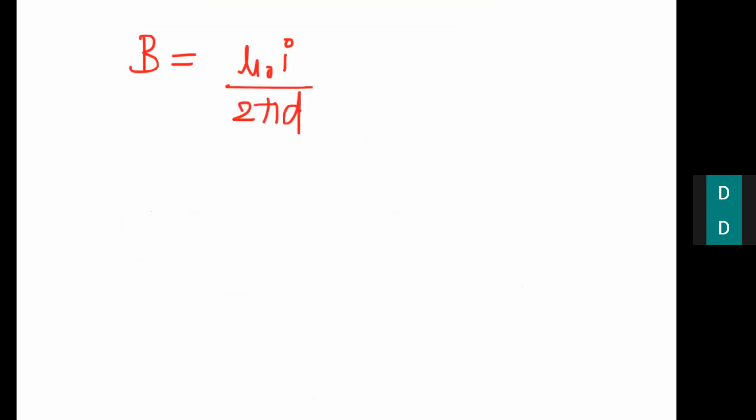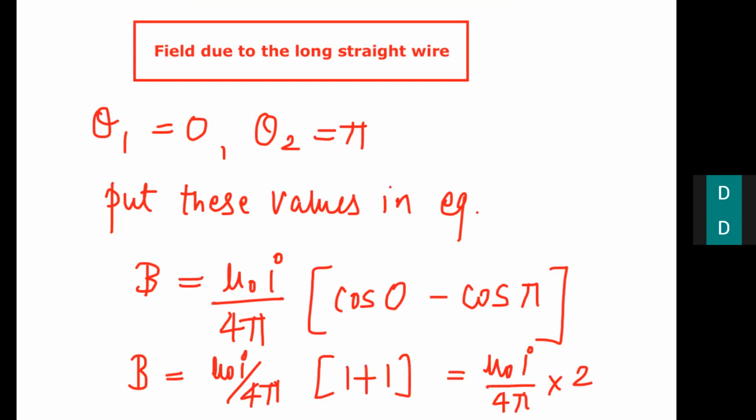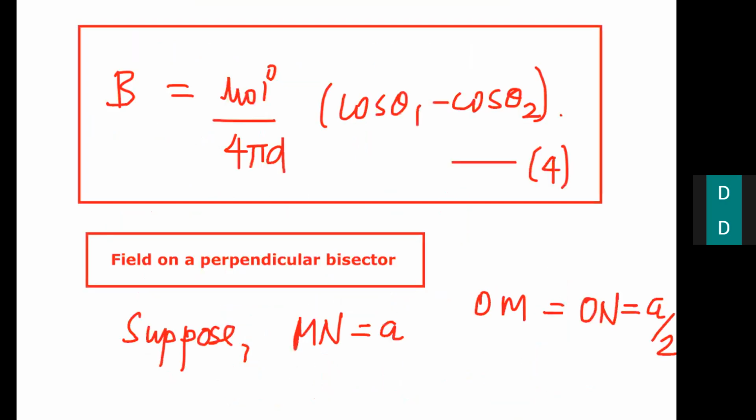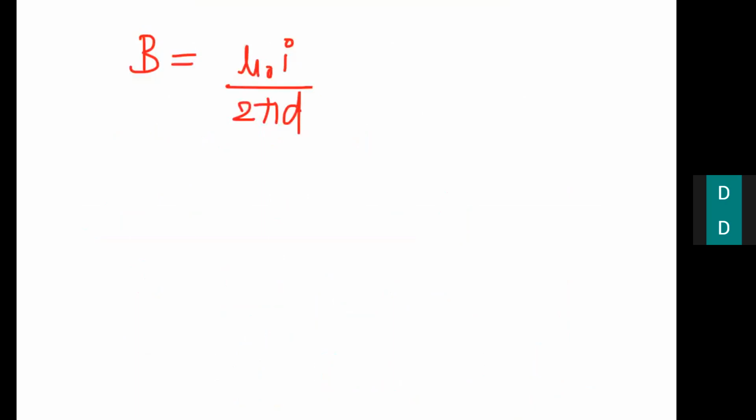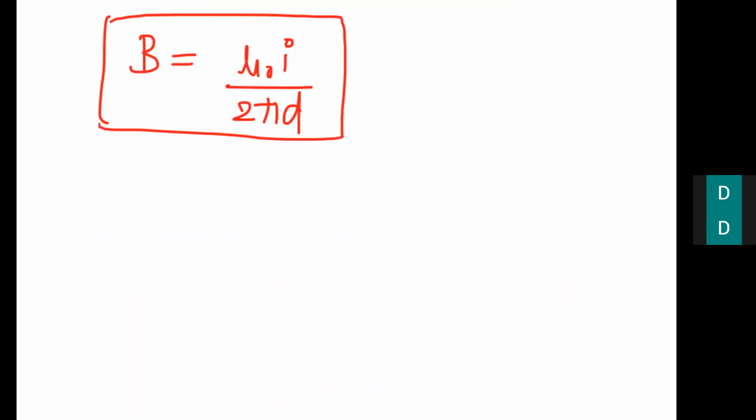Oops, we have forgotten D in this equation, so we need to write D. Let's see if we have written that in the general equation. Yes, we have written that in the general equation. So this is what it is for an infinitely straight wire, the field due to a long straight wire.